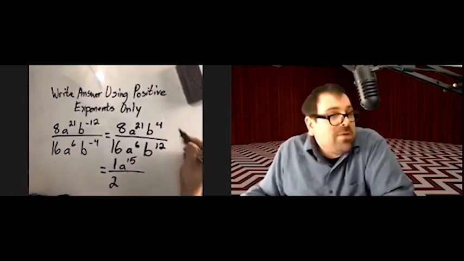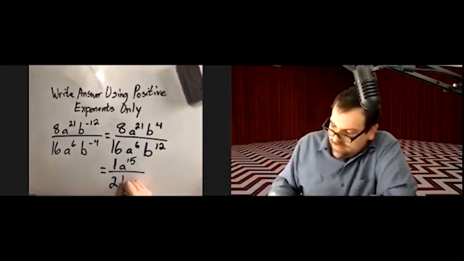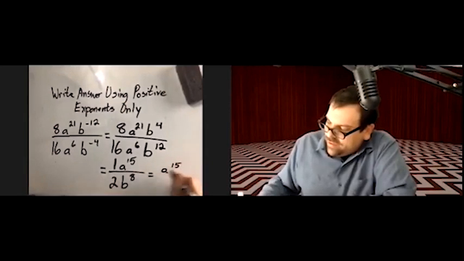The B's, how many more where? 4 on the top, 12 on the bottom. I have 8 more on the bottom, 12 minus 4, but on the bottom. 1 times anything is itself, and the bottom 2b to the 8th.